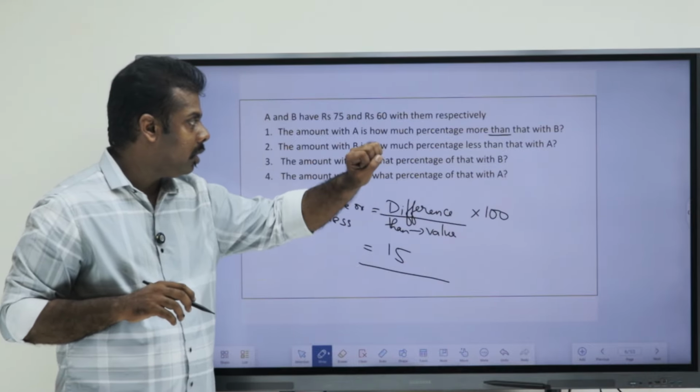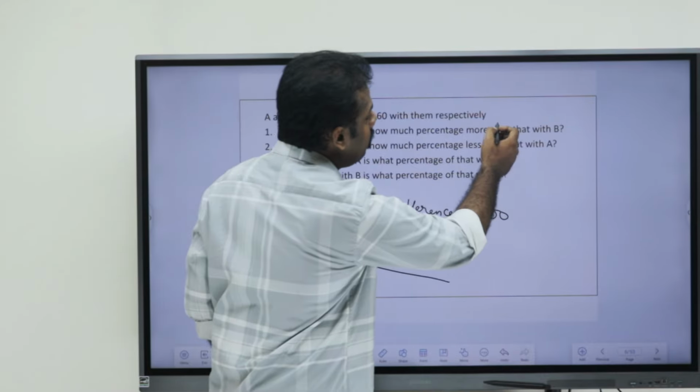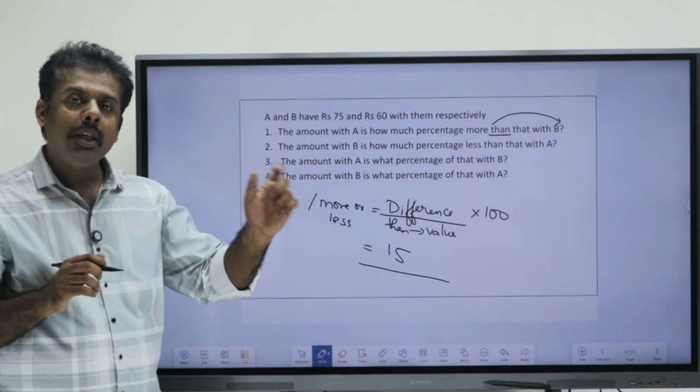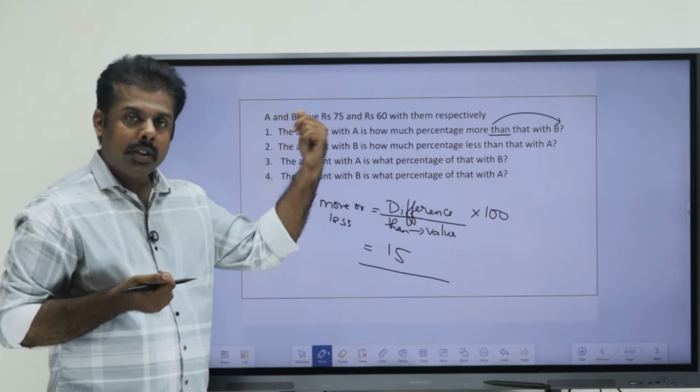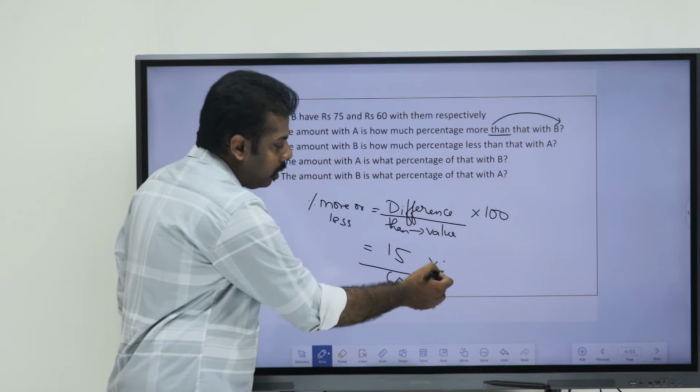If you look at the question, after "than" in the first question they have said about B. So what you have to do is take the value of B in the denominator part. Now, the value of B is what? 60. So you have to take 60 in the denominator, into 100.